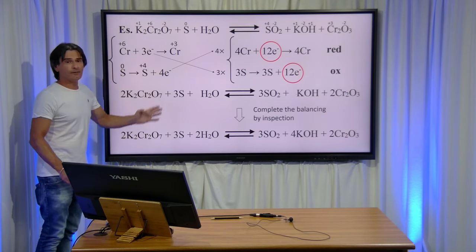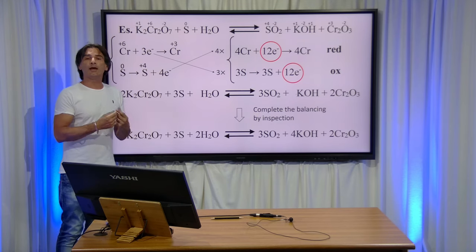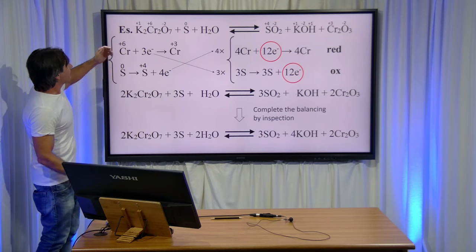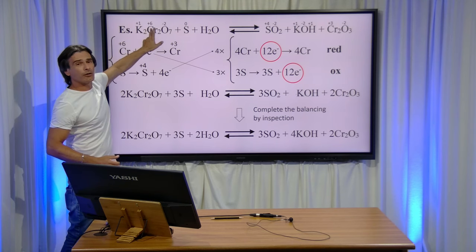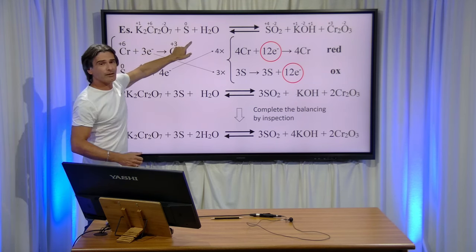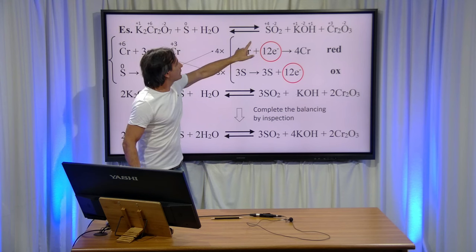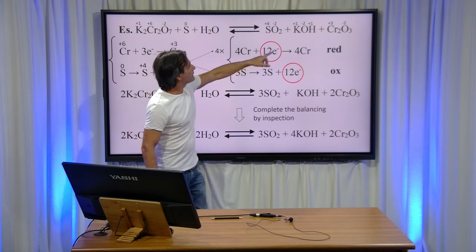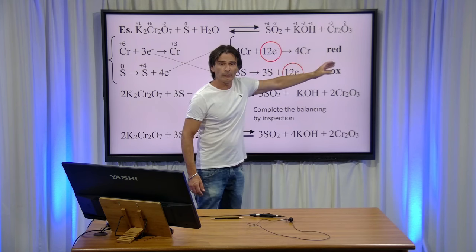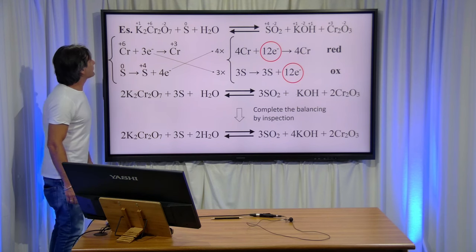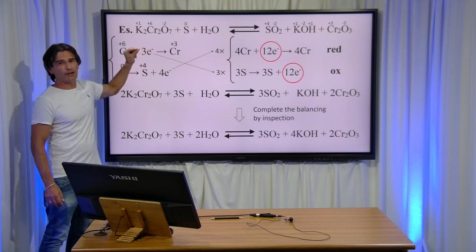Finally, we have here an example of what we have to do. Here we have this reaction involving potassium dichromate that is reacting with sulfur and water, giving rise to sulfur dioxide, potassium hydroxide and this oxide of chromium. So, the first thing I have to do is to set all the oxidation numbers of the elements.